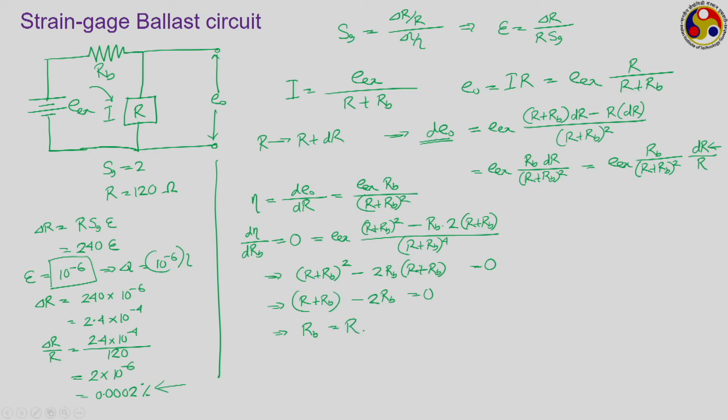When R_B equals R, that is, when the value of the ballast resistor is equal to the initial value of the gauge resistance, the system will have the maximum sensitivity. It can be proved: if we take the second derivative and put R equal to R_B, you can check what values you get. That can prove that this particular value corresponds to a maximum in the sensitivity.